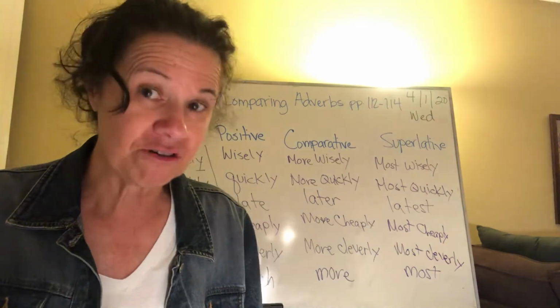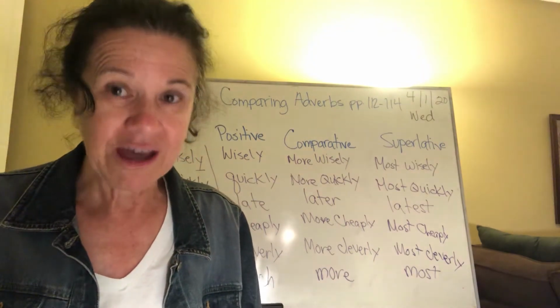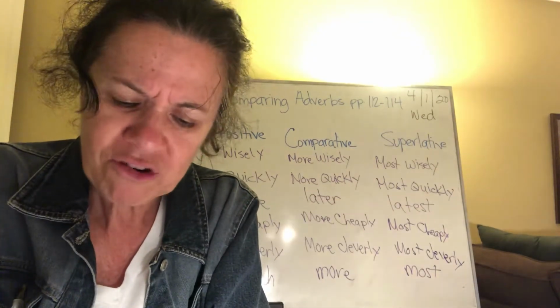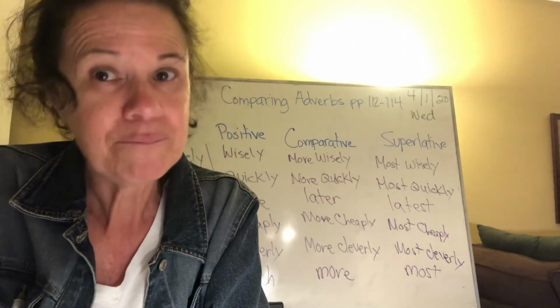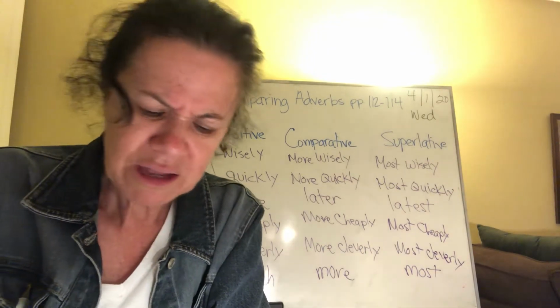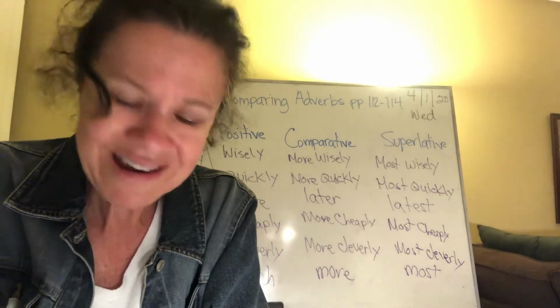So we use which degree? Good, the superlative. That's when you compare 3 or more. So it would be, of all the performers, Melanie sang most beautifully. So you'd underline most beautifully.